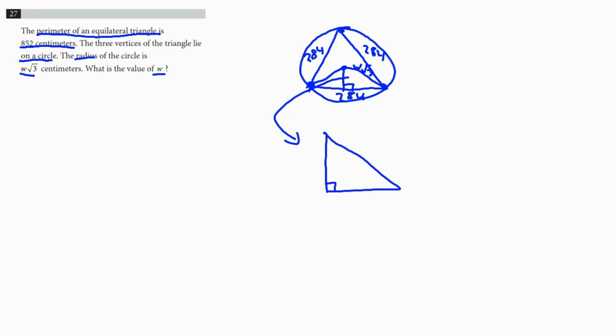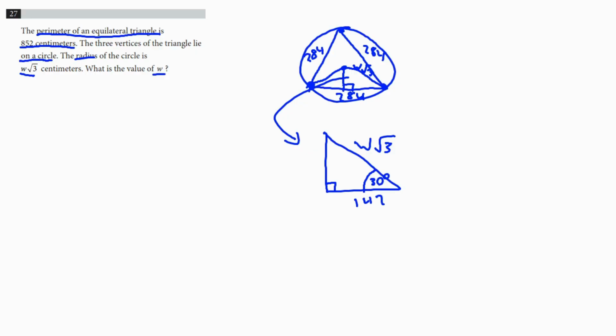We have w square root of 3 here, and then we have 284 divided by 2, because we split that little triangle we made in half. So 284 divided by 2, that's going to be 142. And then this angle right here, remember, equilateral triangles have angles of 60. We're splitting that angle in half, so this is going to be 30. And then now, if you notice, it's a right triangle. We know the angle. We know one of the sides. That's all we need. We can just trig it out from here.